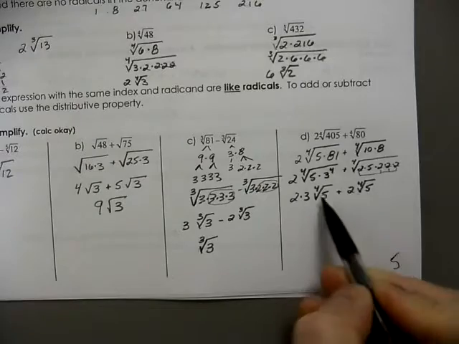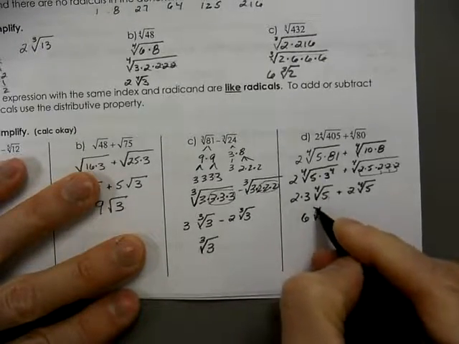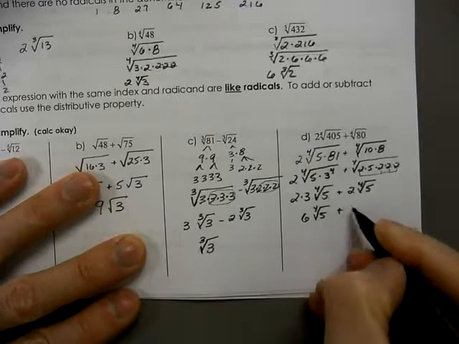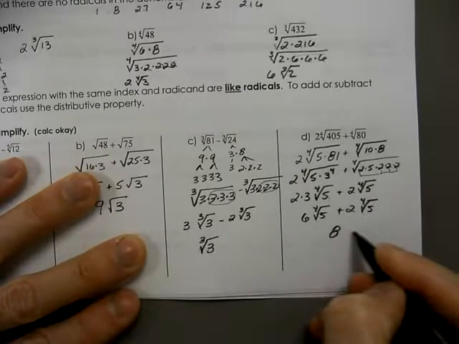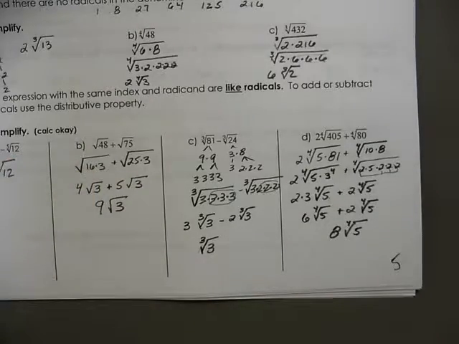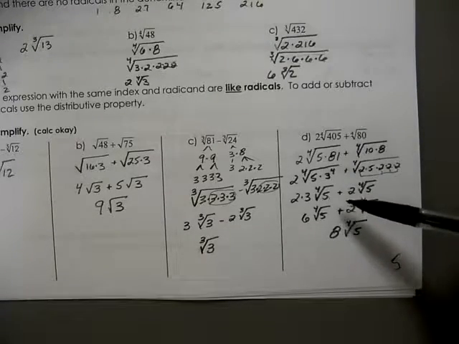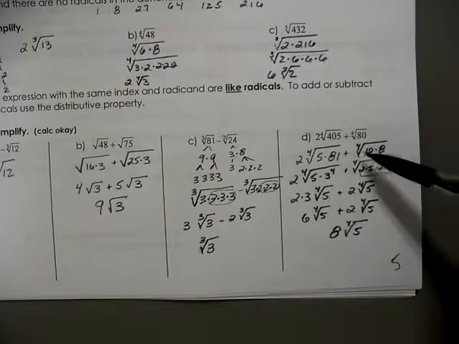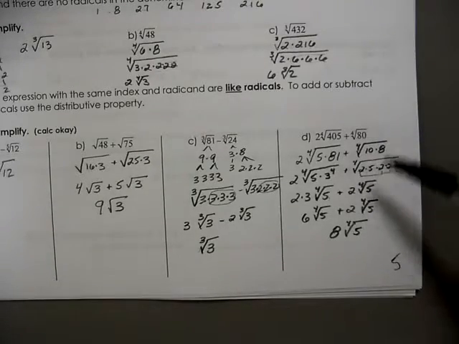Now they both have the same index and the same radicand. This becomes 6 fourth root of 5 plus 2 the 4th root of 5, which adds together to be 8 the 4th root of 5. So what you want to work with is breaking these down any way that you see fit. Another way we could have broken this one down is 16 times 5. We could have gotten there a little bit quicker. But whatever you see.